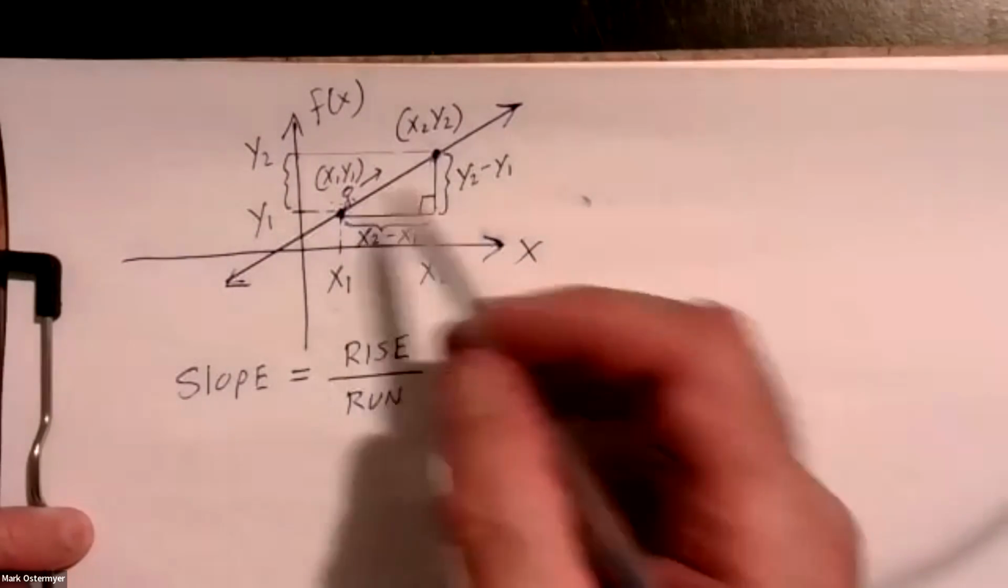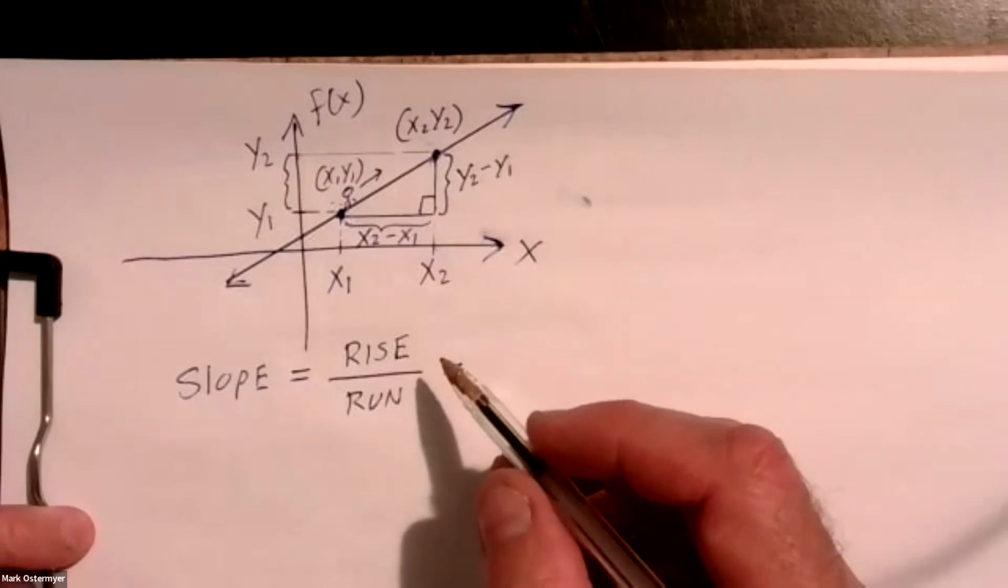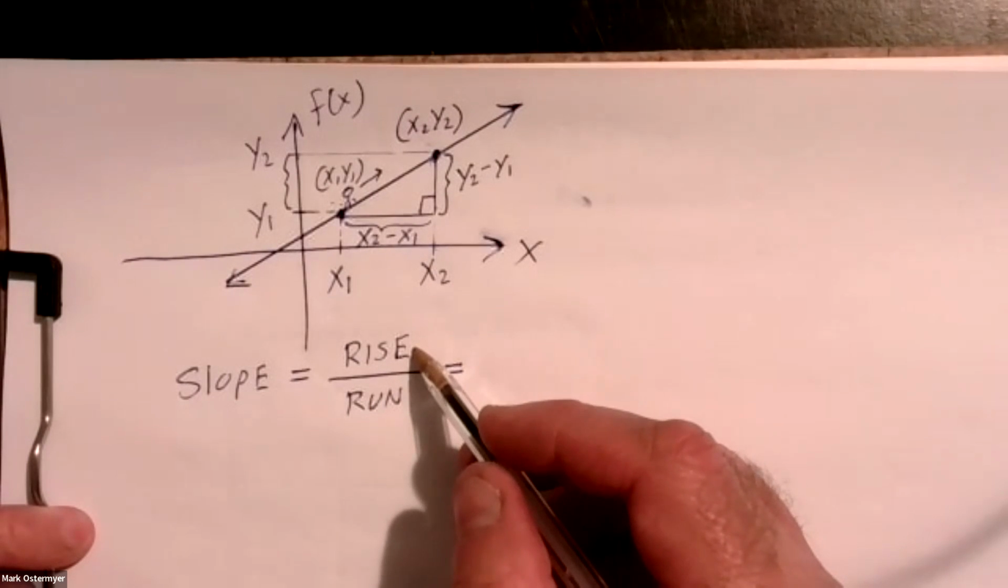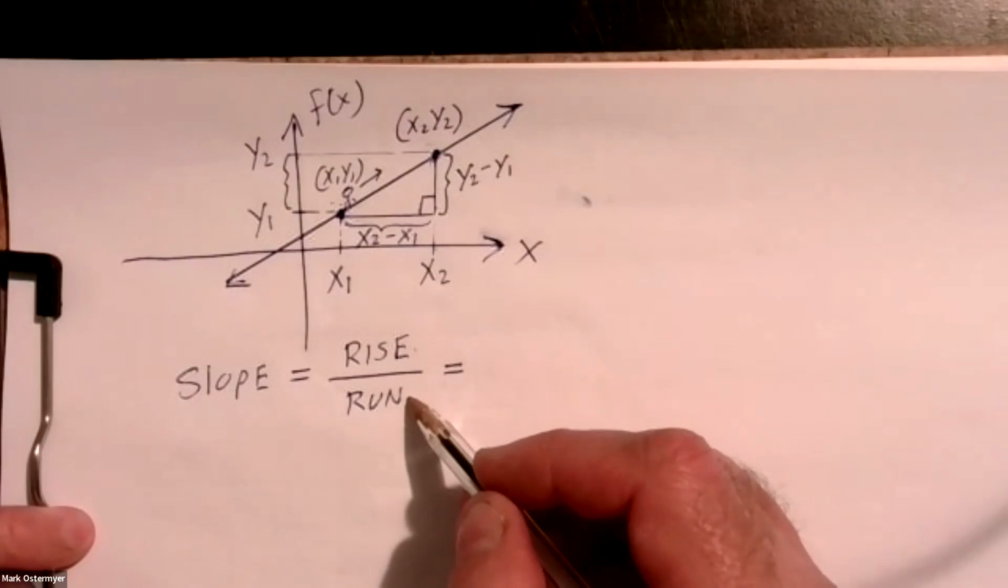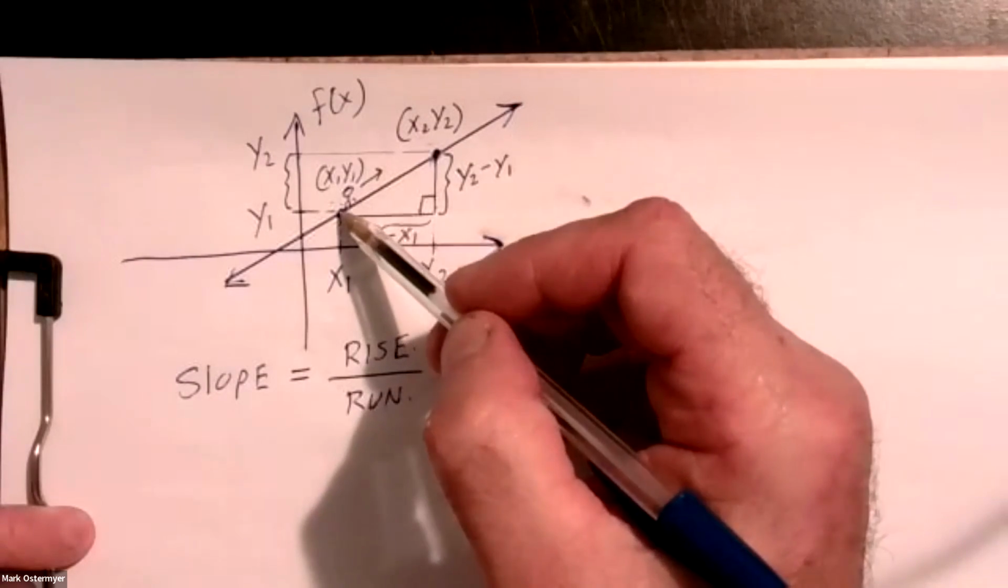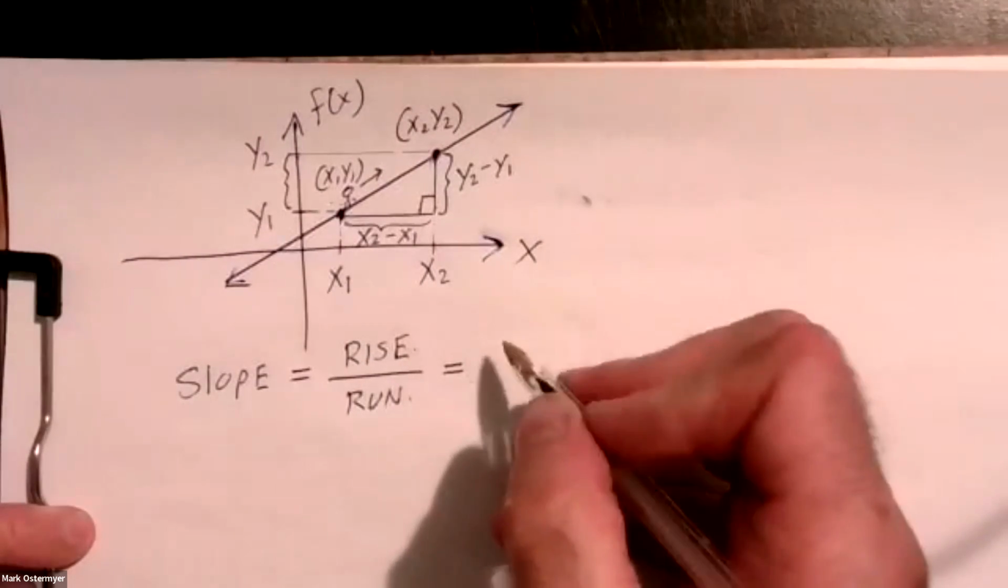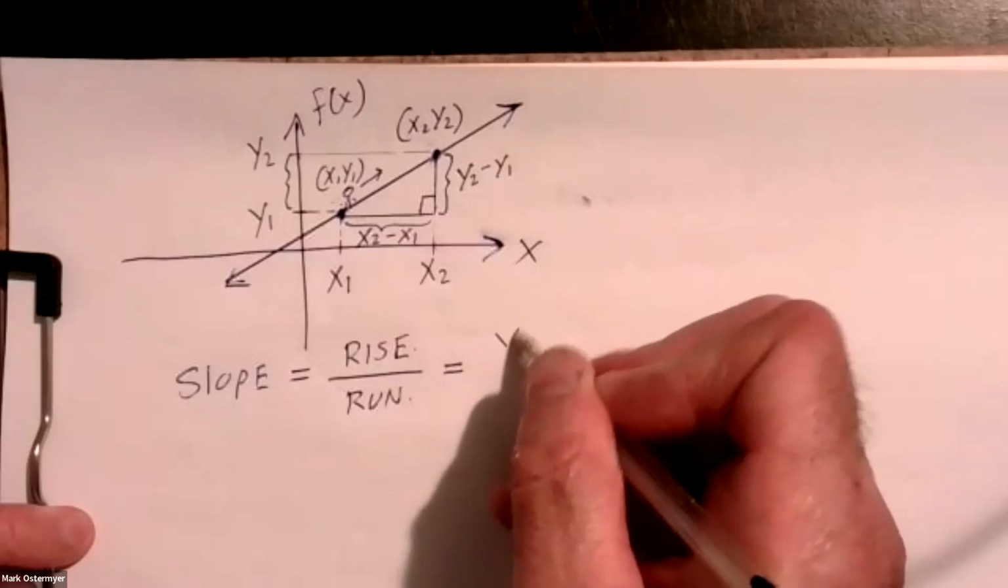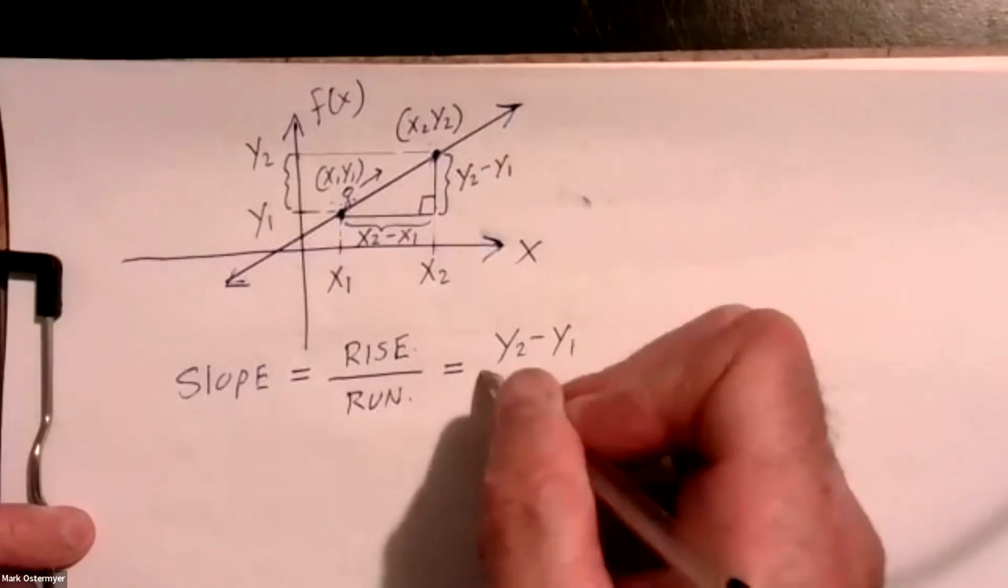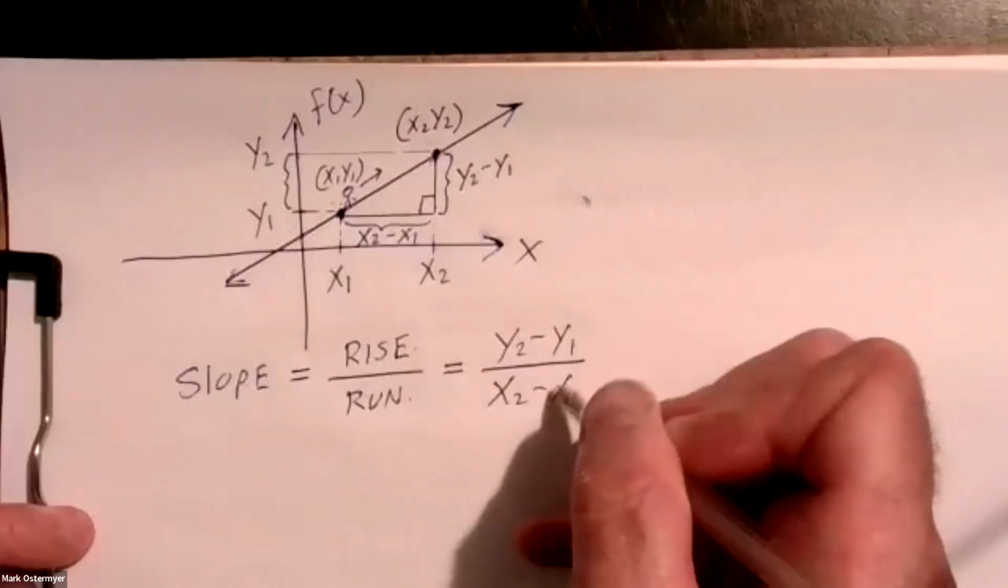So therefore, ladies and gentlemen, the slope of this line is going to be the ratio of the amount of vertical change to that of the amount of horizontal change I experience as I move from one point to another point on this line. So therefore, I have developed my slope formula. And this would be the slope formula.